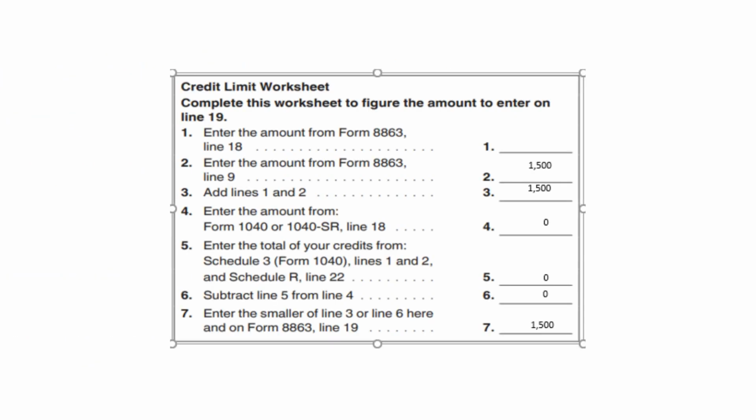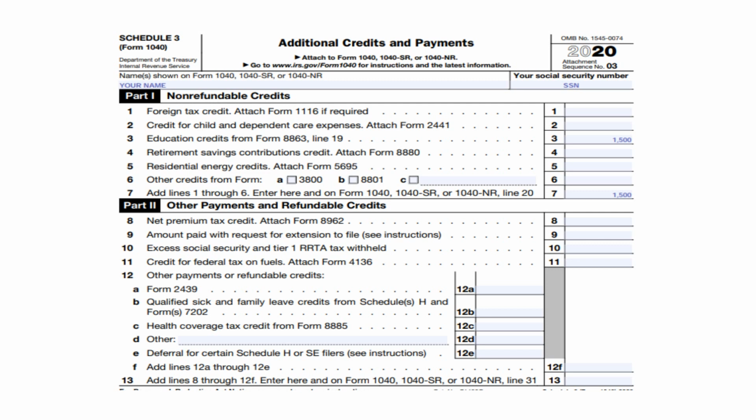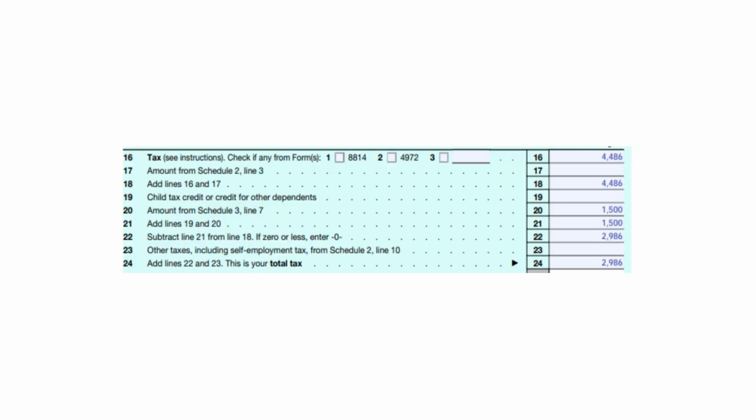Carry the non-refundable portion of the credit from line 19, Form 8863, to line 3, Schedule 3. It is $1,500, and carry that down to line 7. Carry that to line 20 of the Form 1040. Add lines 19 and 20 together to arrive at $1,500 on line 21. Subtract that from line 18 to arrive at $2,986 on line 22. Since you don't have any other taxes, including self-employment tax, line 23 will be blank, and line 24 will be $2,986.